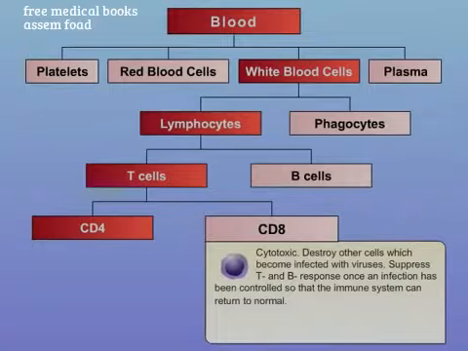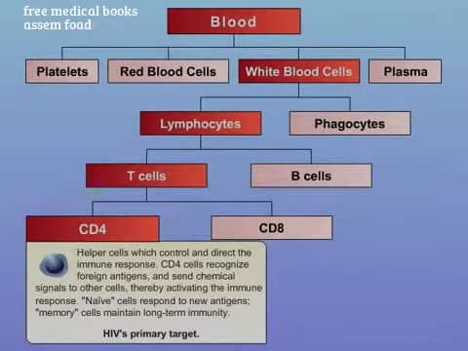The CD8 cells are referred to as cytotoxic T lymphocytes. These are cells that can destroy other cells which in fact become infected by viruses. They can also suppress the T and B cell response once an infection has taken place, so that the immune system can be enabled to return to normal status.